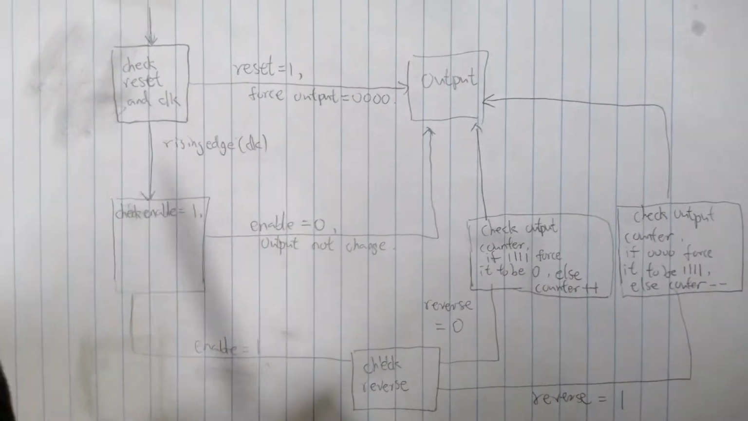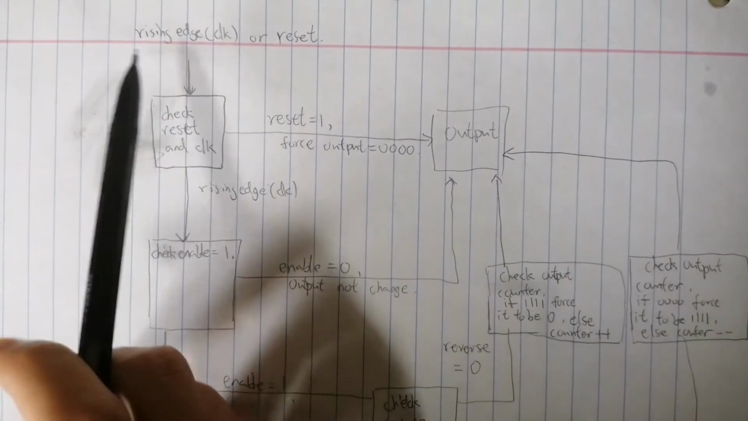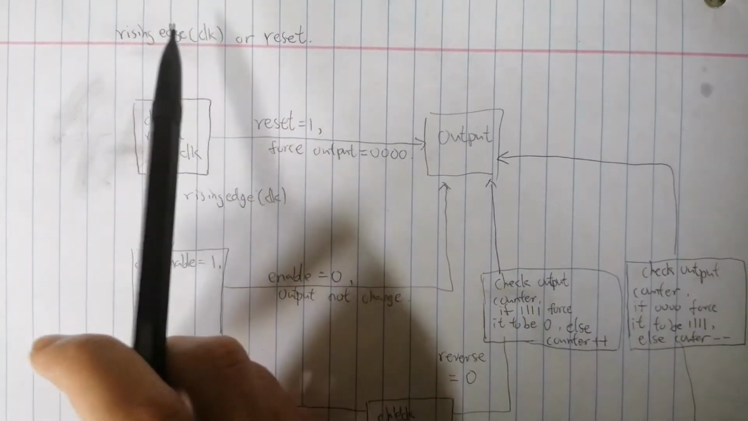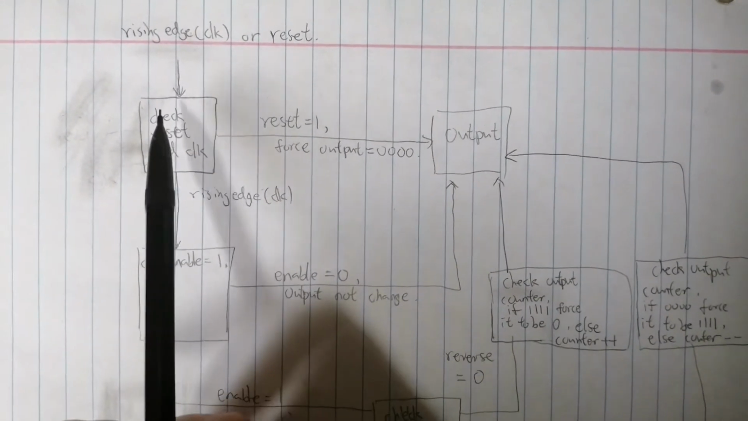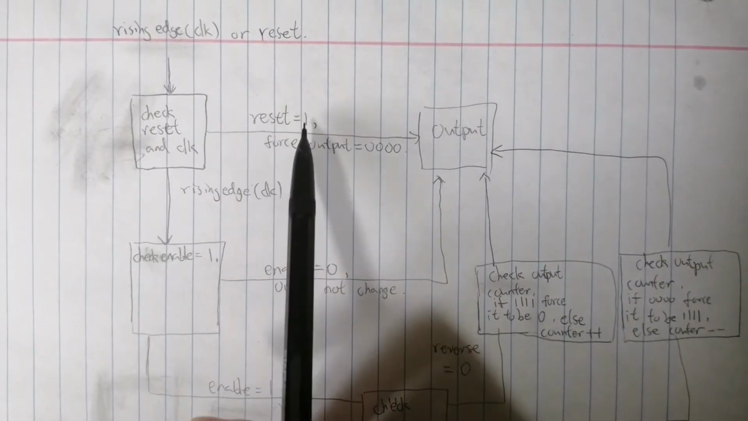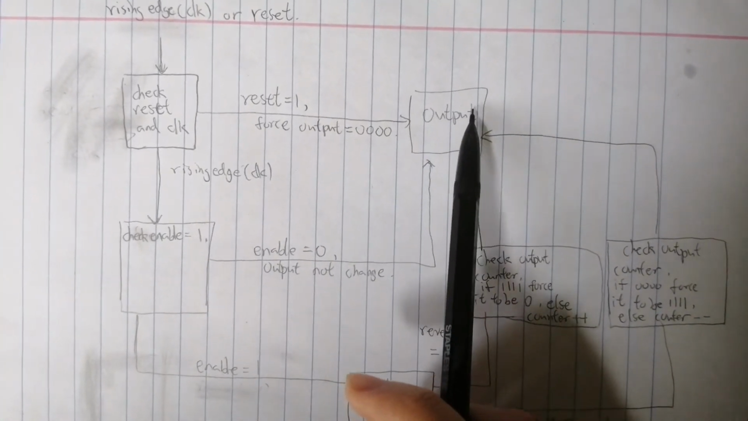Okay, and then this is my block diagram of how the program was written. Basically I have to check the rising edge of clock or reset in the first place, and then I check those values. If reset equal to 1, I have to force the output to be 0. So this is the output.